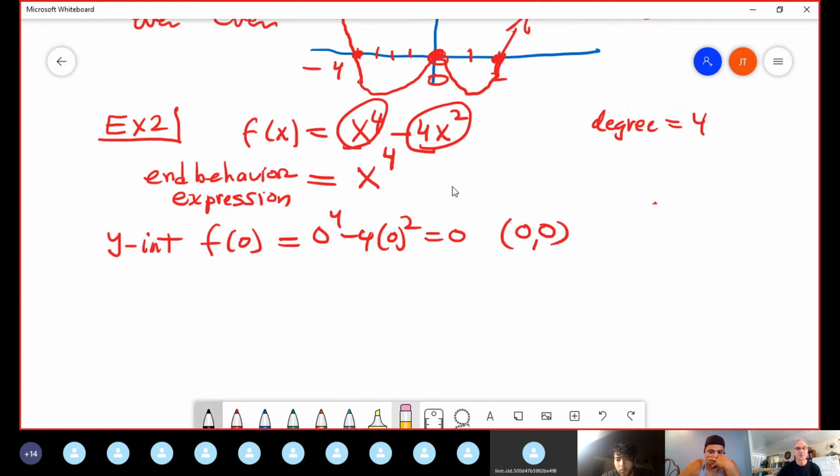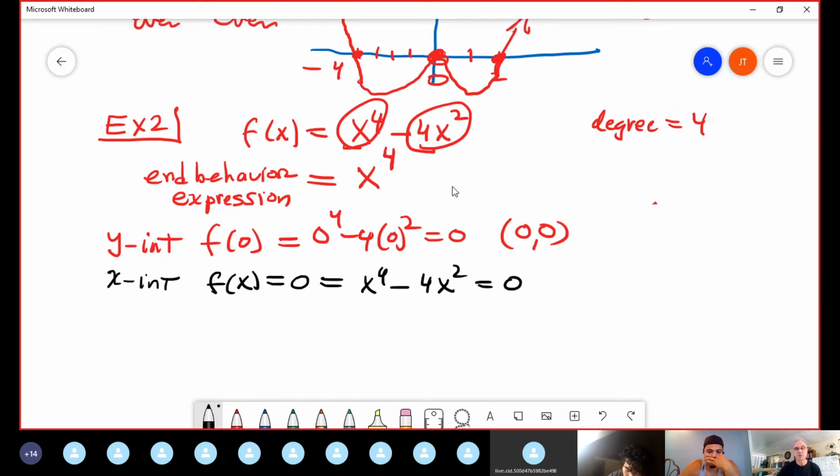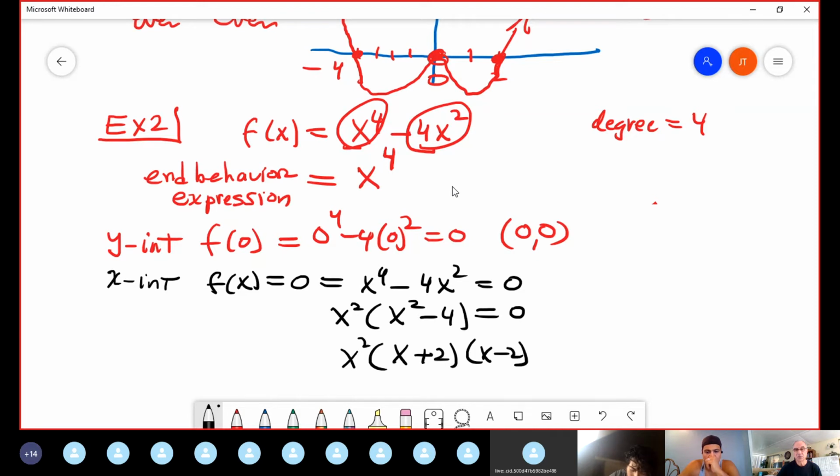Okay. Now, let's go to the x-intercept. The formula is f of x equal to 0. In other words, it's x to the 4th power minus 4x to the 2nd power equal to 0. And you solve this equation. Is there a common factor? Yes, x squared is the common factor. x squared times (x squared minus 4) equal to 0. And this is the difference of squares again: (x plus 2)(x minus 2) equal to 0.